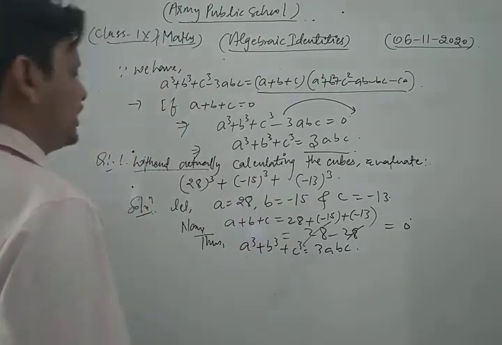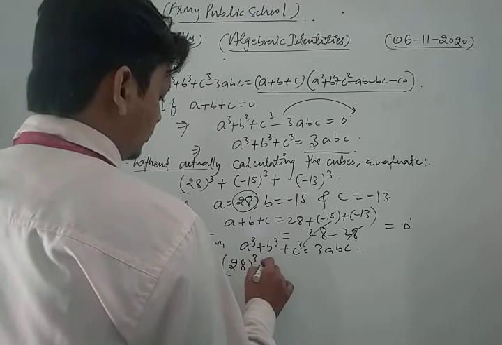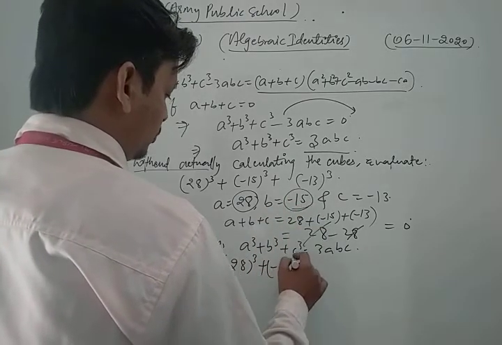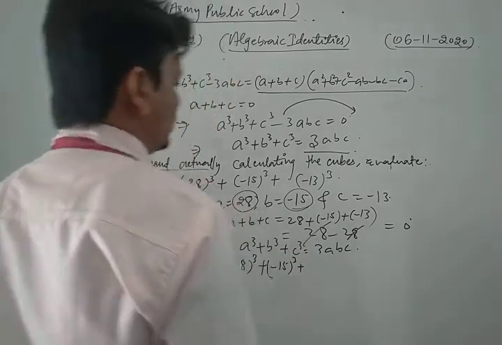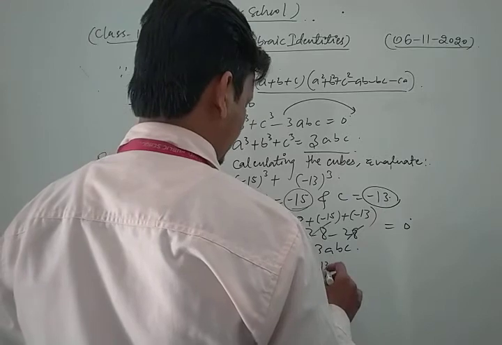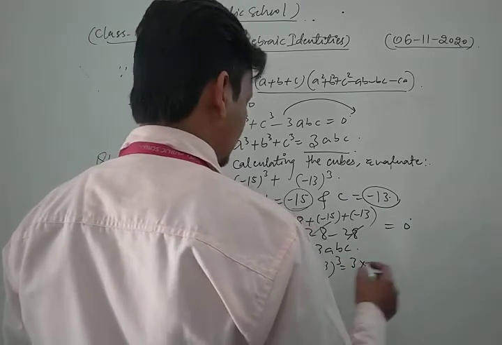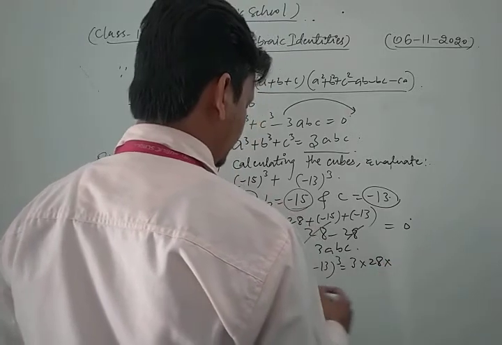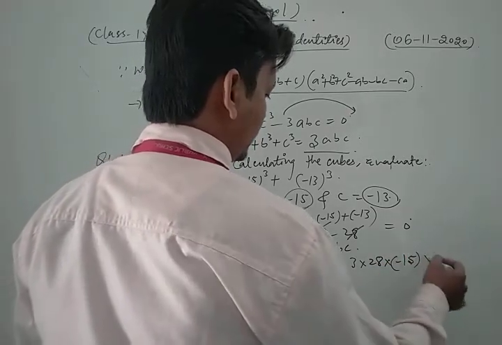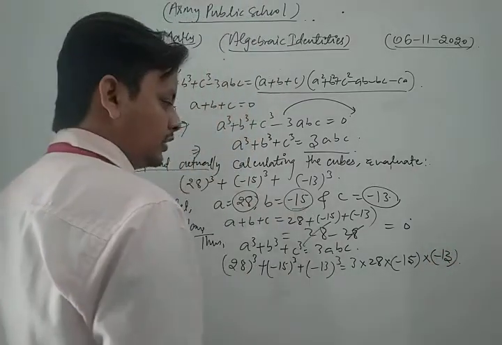Now here the value of a is 28, so here we put 28 cube plus the value of b, minus 15 cube, plus the value of c, minus 13 cube, is equal to 3 into a, which is 28, b, which is minus 15, and c, which is minus 13. Okay, dear students.